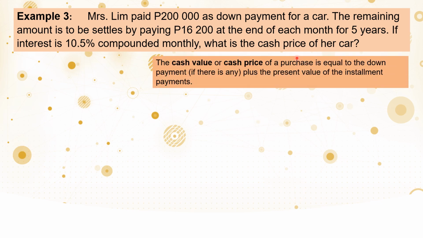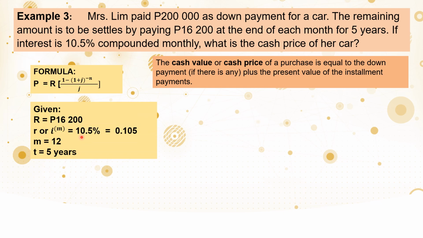So what is cash price or cash value? The cash value or cash price of a purchase is equal to the down payment, if there is any, plus the present value of the installment payments. So we need first to find the present value using the formula. So what are the given in the problem? We have here 16,200 pesos. Since it is the money paid for each month, it is our periodic payment.